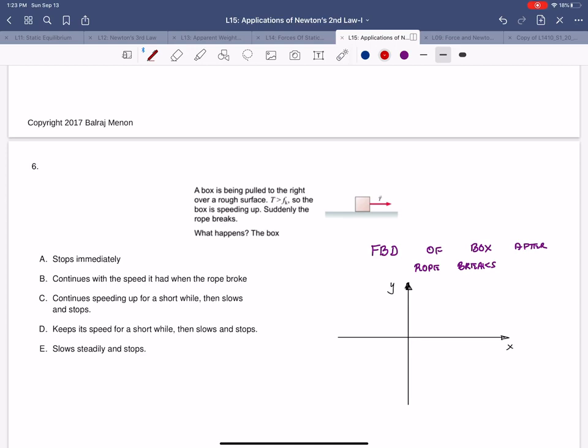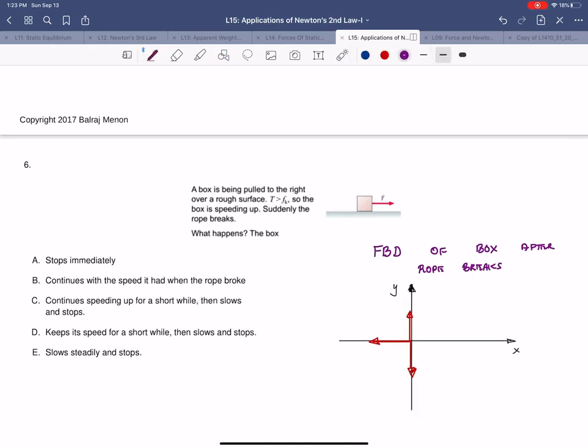If I draw the free body diagram, of course you've got the vertical forces, which are not quite relevant here, but we'll just put them for the sake of completeness. There are these two forces, and there is now just the force of kinetic friction. And remember, the force of kinetic friction is a constant force, so whatever there was before still exists. So there's the force of kinetic friction, there is the weight, and there is the normal force.